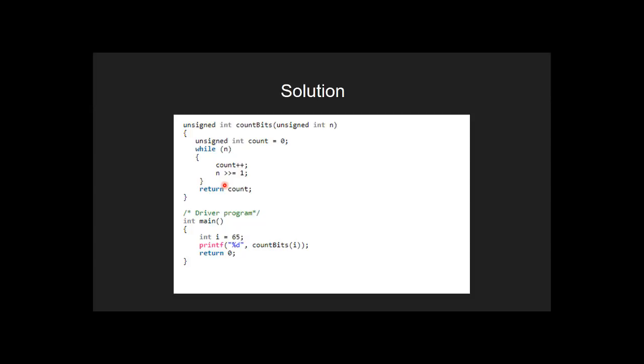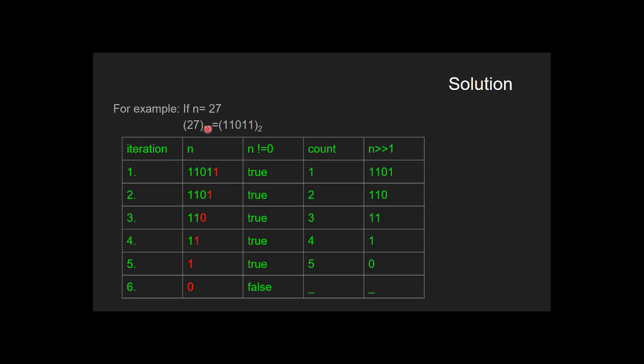Let's understand this using an example. If n is equal to 27, this is the binary representation of 27. We enter the loop. In the first iteration, we check if n is not equivalent to 0, which is true. So we increment the value of count and it becomes 1. And then we right shift n by 1 and we get this binary sequence.